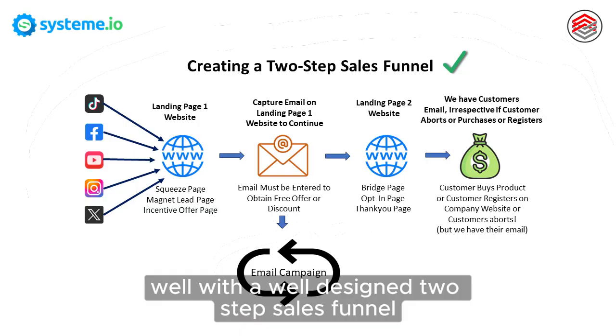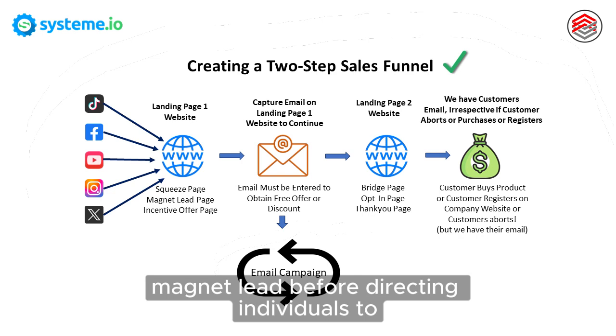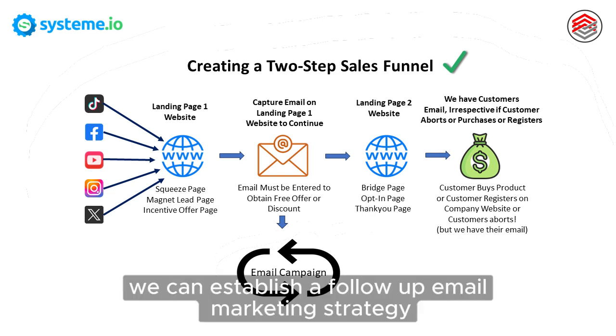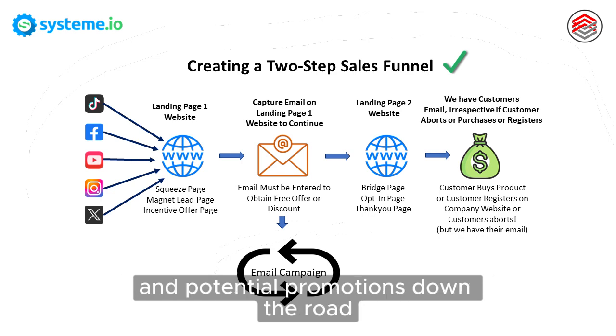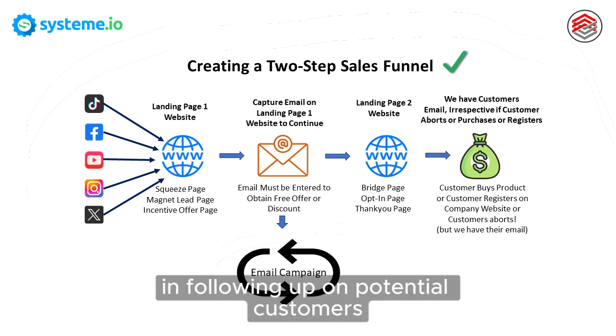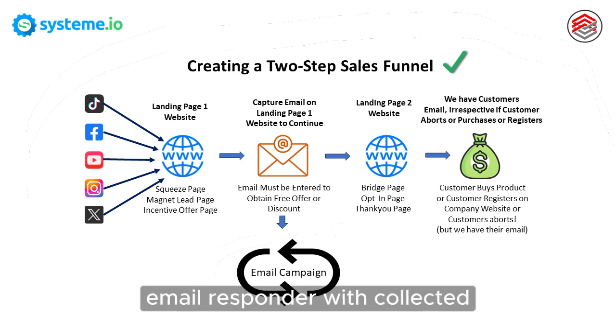So what is the solution? Well, with a well-designed two-step sales funnel, we can capture their email addresses with an attractive lead magnet before directing individuals to the main offer. In doing so, we can establish a follow-up email marketing strategy and potential promotions down the road. This is a crucial strategy in following up on potential customers who have not purchased, and hence we are using the power of Systeme Responder with collected email to handle the whole process.